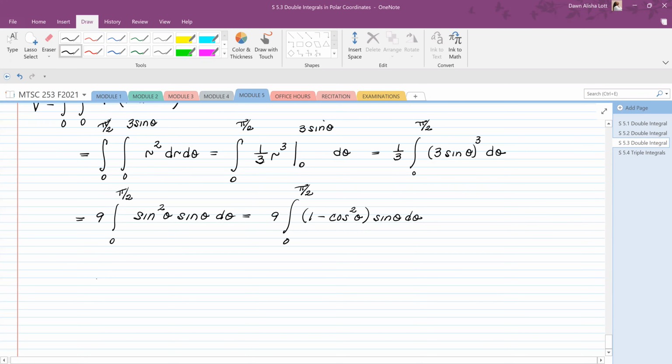So that integrates to 9 times, integrate sine theta, I get negative cosine theta. And I integrate negative cosine squared theta, and I get 1/3 cosine cubed theta, and it's positive, because when I take the derivative of it, out pops the negative, evaluated between 0 and pi over 2. And that just turns out to be 6. And that's what I have.